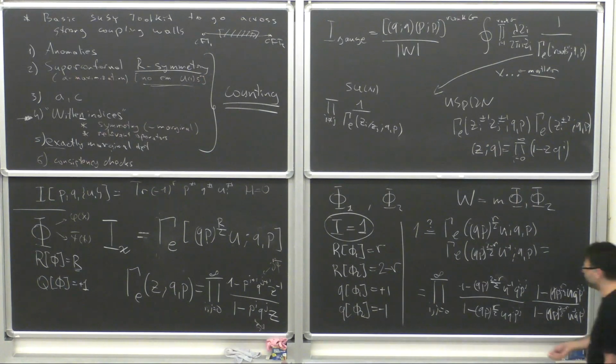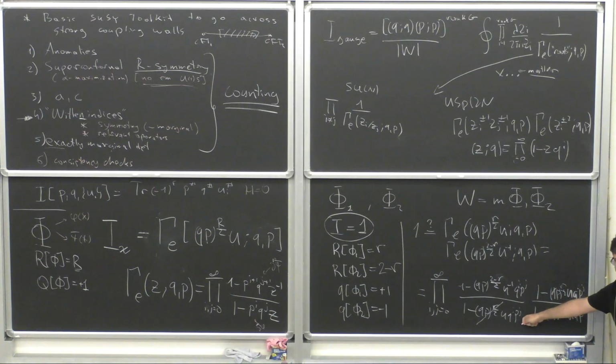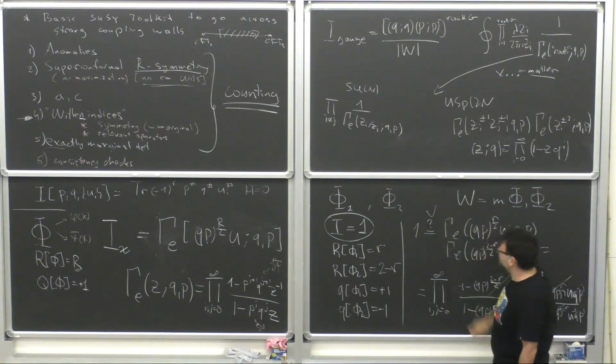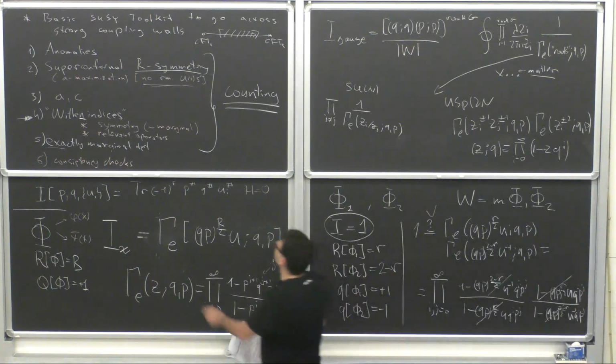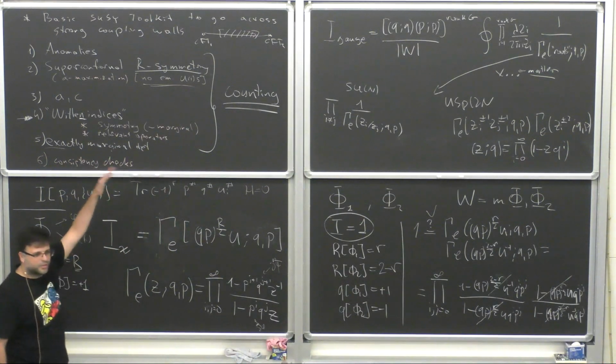1. Okay, how is it equal to 1? The scalars of one field kill the fermions of the other, and the other way around. So in the end of the day, I just get a product of ones, and we get indeed that the index of a massive field is equal to 1. Okay? So this is a simple example of how you go across these walls.